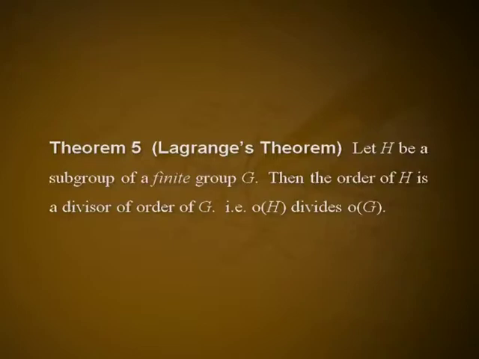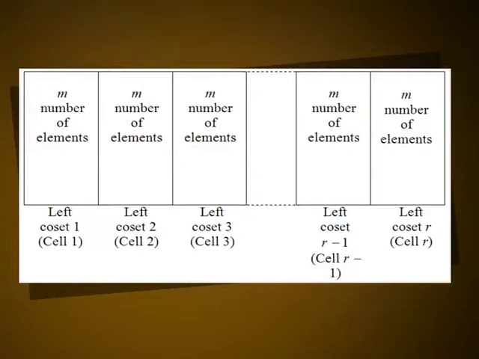Theorem 5, Lagrange's theorem. Let H be a subgroup of a finite group G. Then the order of H is a divisor of the order of G, that is, order of H divides order of G. Proof. Let n be the order of G and let H be of order m. We know that every coset, left or right, of a subgroup H of group G has the same number of elements as H. Therefore, every coset of H has m elements. Let R be the number of cells in the partition of G into left cosets of H. Then n equals R times m. So, m is a divisor of n, that is, order of H divides order of G.